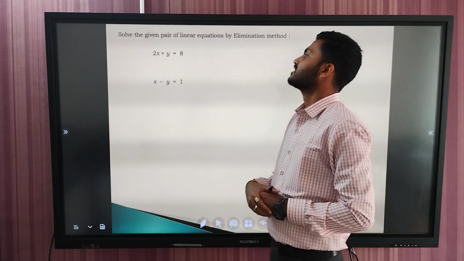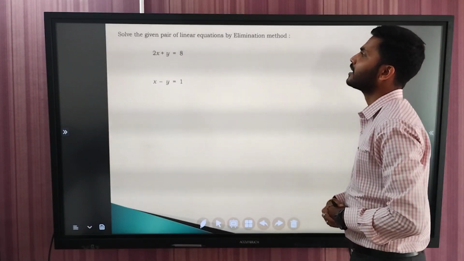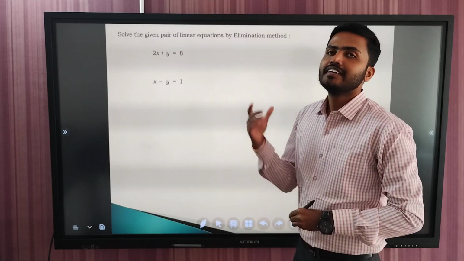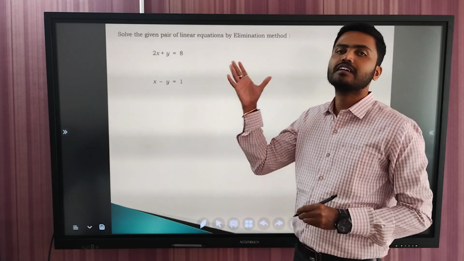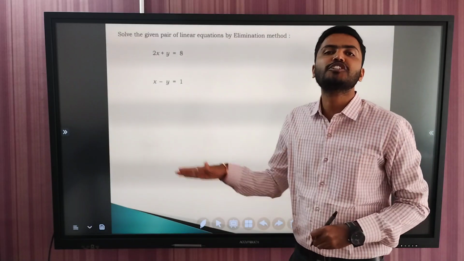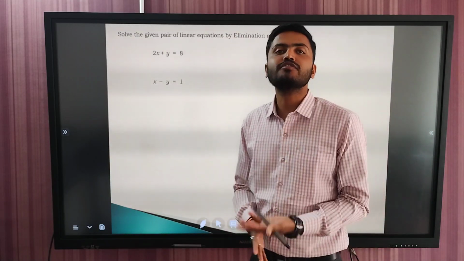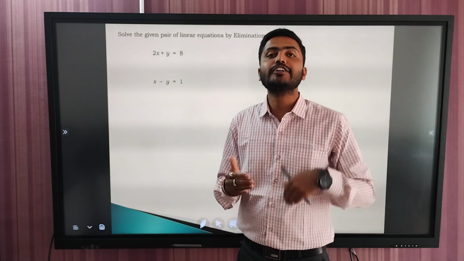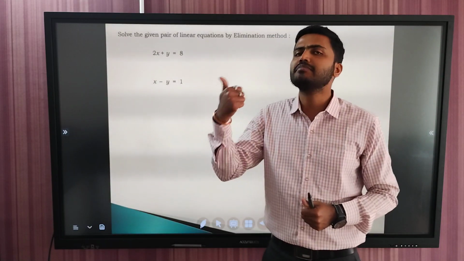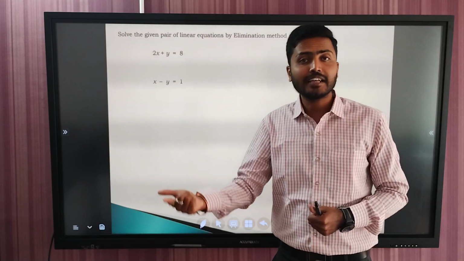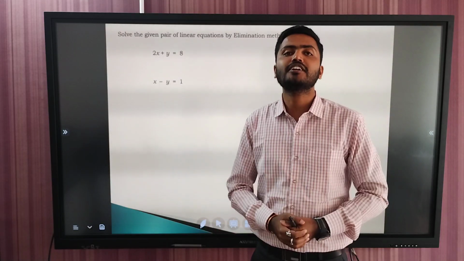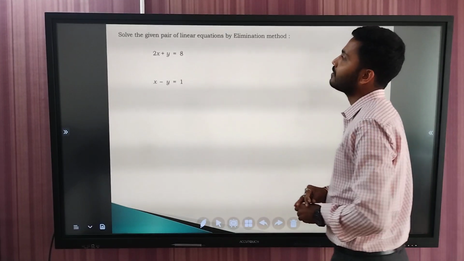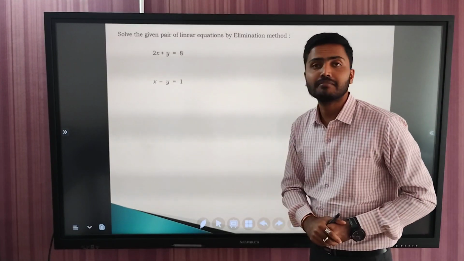Alright, so let's see the next question, my dear students. Solve the given pair of linear equations by elimination method, right? So in the previous question, we solved a question where there was no method specified, okay? But most of the times in your exam, they will be mentioning the method that you need to use, okay? Either it can be the substitution method or the elimination method, or it can be the cross multiplication method, okay? So now let us start solving this using the elimination method.